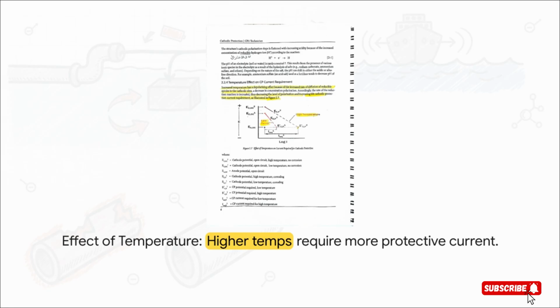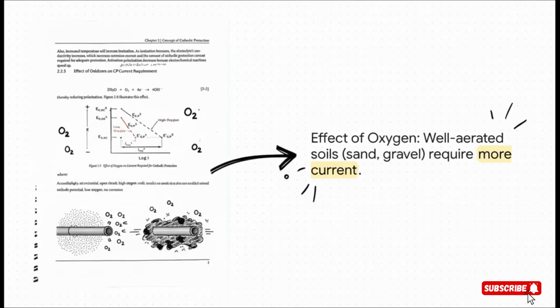As the temperature of the environment goes up, so does the amount of current we need to pump in to counteract that faster corrosion rate. Next on the list is oxygen. Oxygen is like fuel for the cathodic side of the corrosion reaction. So if you have a pipeline buried in loose, sandy, or gravelly soil that lets a lot of air in, it's going to be exposed to more oxygen. That means it will require more protective current than a pipe buried deep in dense, oxygen-starved clay.